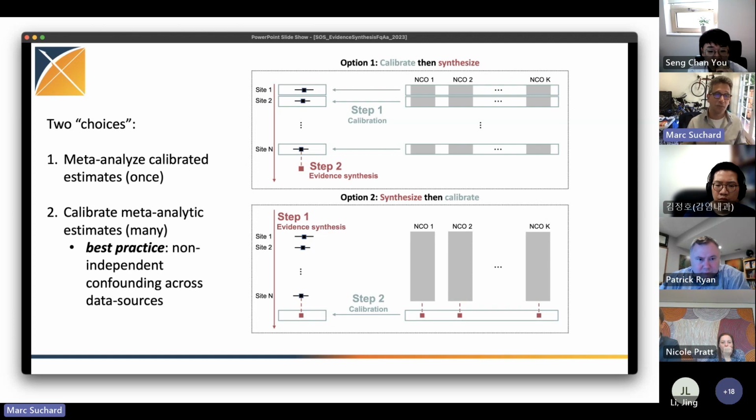Option 2, which is currently preferred, is to return the likelihood profile for all of our negative controls back, and then at a single point run a meta-analysis for each of the different negative controls across all of the sites, and then do an empirical calibration to account for that non-independence and the residual systematic error.